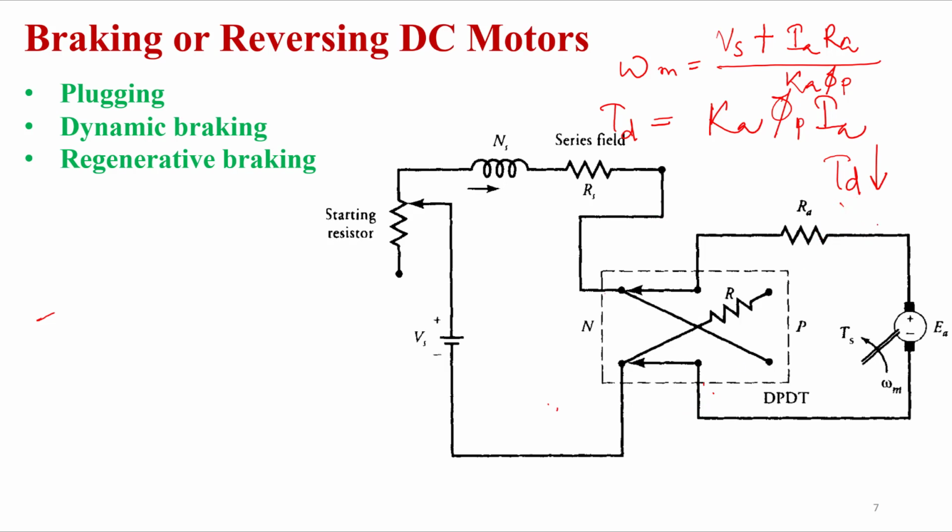So for the series motor, we can see the field circuit is here, right? We are not manipulating the series field. We are only manipulating the armature circuit here, right? So up to this point, the armature circuit is, and therefore here also we have a double pole double throw switch, which will connect to the armature circuit in order to reverse the armature current direction, right?